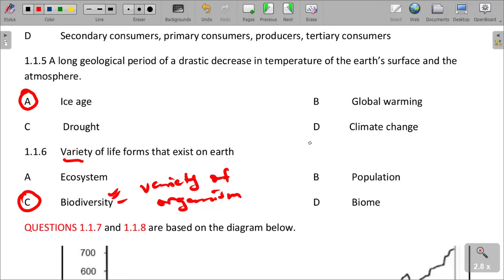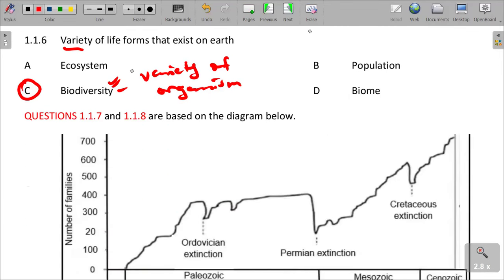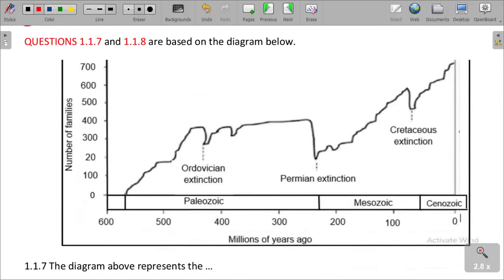A population is just a group of organisms within a certain habitat. An ecosystem is the interdependence of organisms in a habitat, and it identifies the flow of energy.